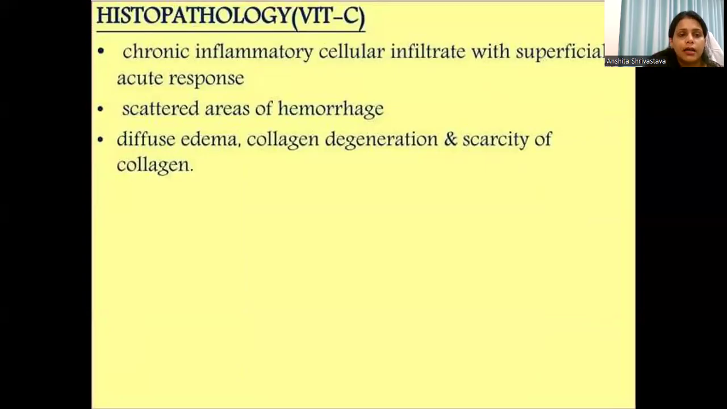Histopathology, you will see chronic inflammatory cellular infiltrate with superficial acute response, and there are scattered areas of hemorrhage, diffuse edema, collagen degeneration, and scarcity of collagen. So all these histopathological features are of vitamin C deficiency.